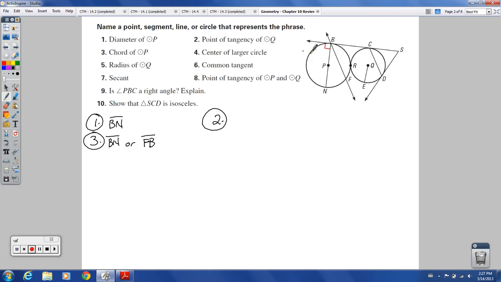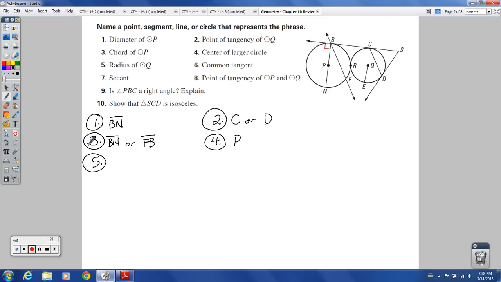So point of tangency of circle Q. We've got point D right here would be a point of tangency. It's a point where the line is tangent, and so is C. So you could say 2 choices here, C or D. Number 4, the center of the larger circle, circle P. So P is the center point of that circle.